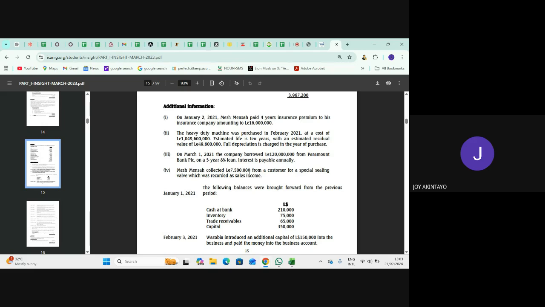So what do we do? We debit our sales income. Are we together? Then we credit our unearned income, because we've not delivered to the customer. We are yet to deliver to the customer. So the customer can just come anytime and collect his 7.5 million. Are we together? So we see it as a liability.